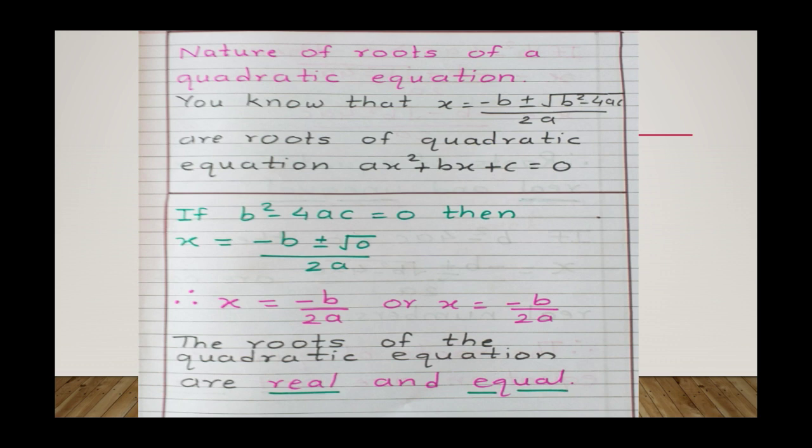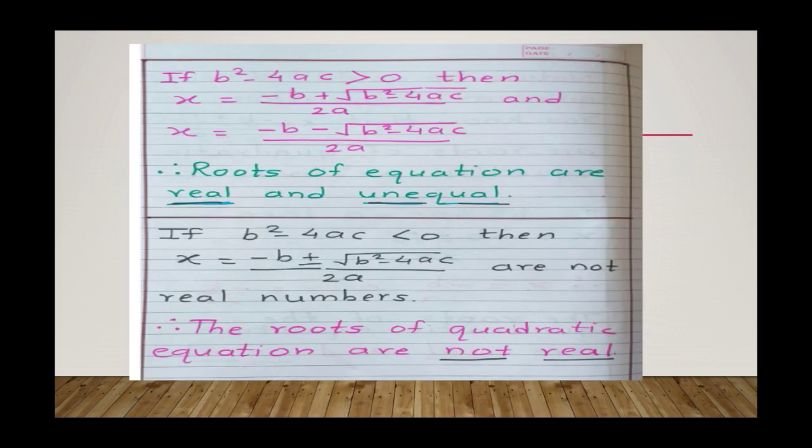If b square minus 4ac is equal to 0, then x is equal to minus b plus or minus under root 0 upon 2a. Here, in the square root sign, as b square minus 4ac is 0, I have put 0 there. Therefore, x is equal to minus b upon 2a or x is equal to minus b upon 2a. The roots of the quadratic equation are real and equal.